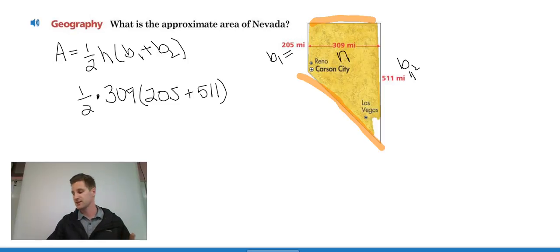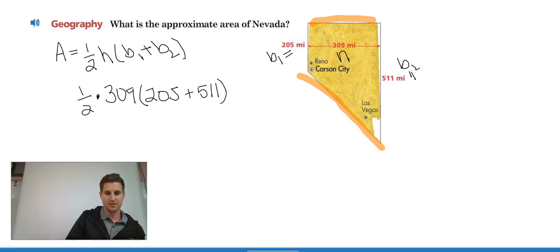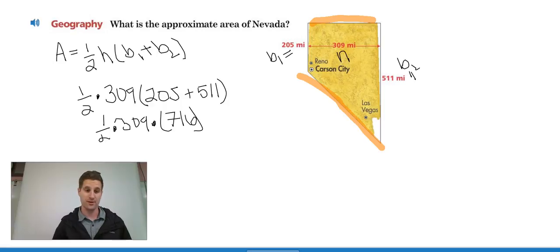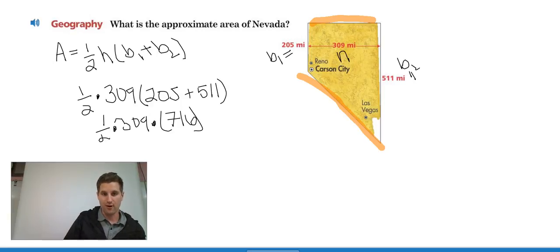And once we get it to here, we can go ahead and calculate. Now we have to do this in the right order. Parentheses will go first, 205 plus 511. So we get 716. And boom, 1/2. Multiplication order doesn't matter either. And if I took half of 309, well, that's going to be an odd number. So I'm going to go ahead and multiply 719 by 309, and then I'm going to divide that by 2. So we get an approximate area.